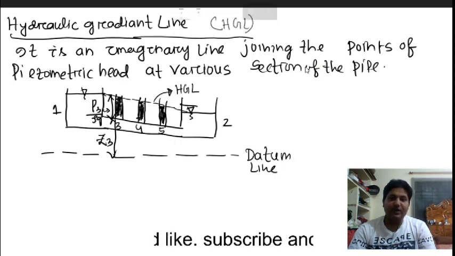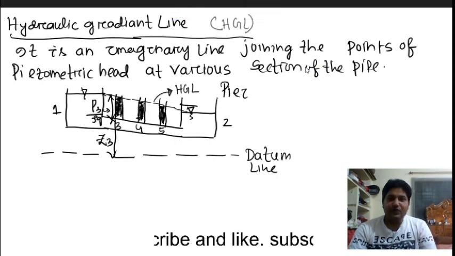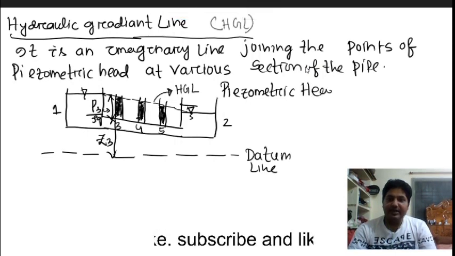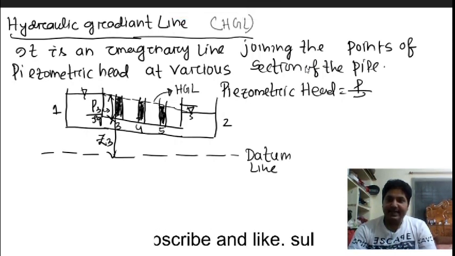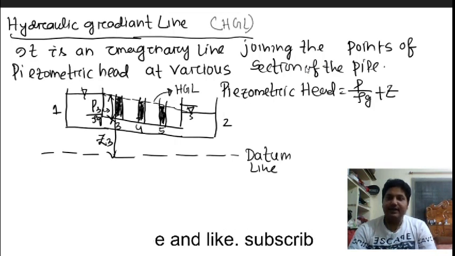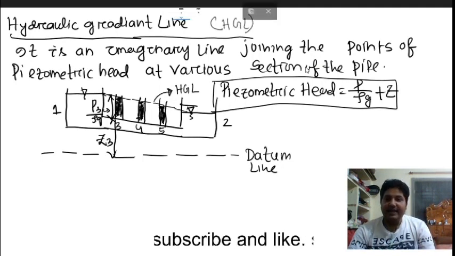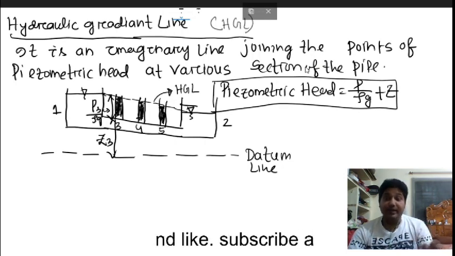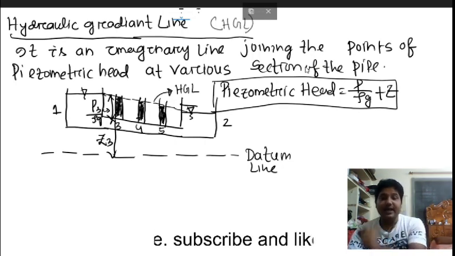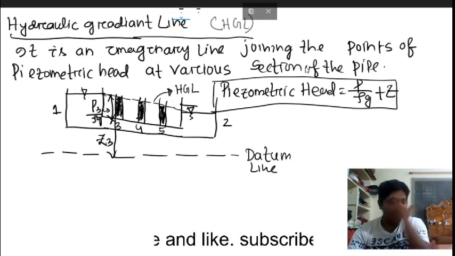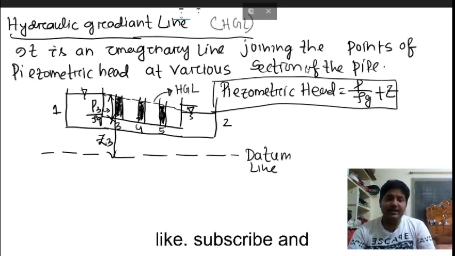Now, what is piezometric head? The piezometric head is equal to the pressure head plus the datum head. If you add the pressure head and datum head at various locations, find the points, and join all these points to draw a line, that line is called the hydraulic gradient line.